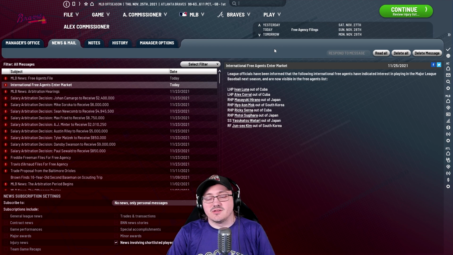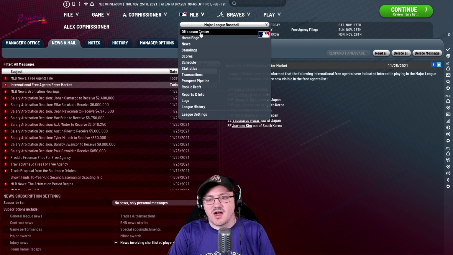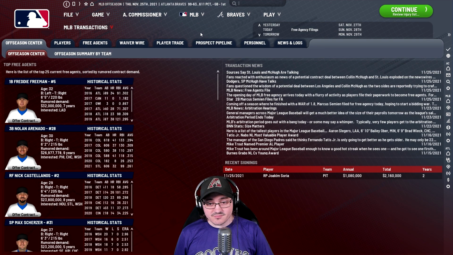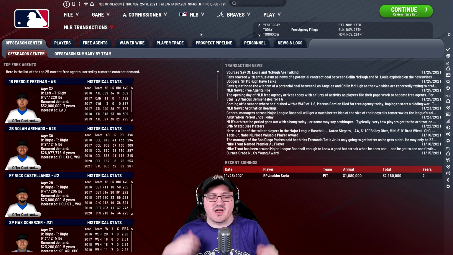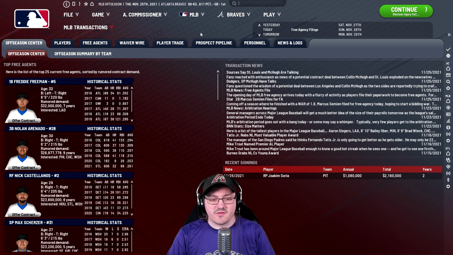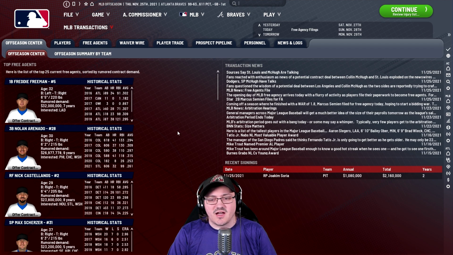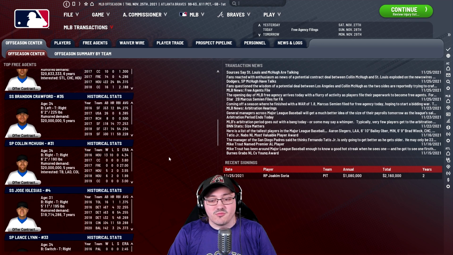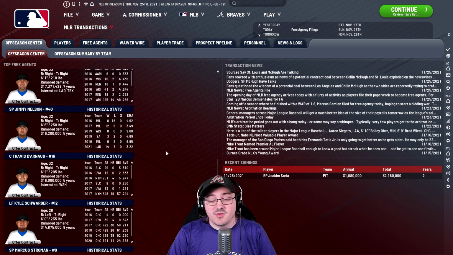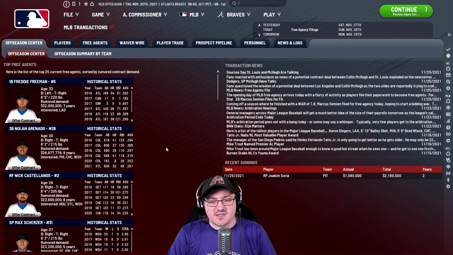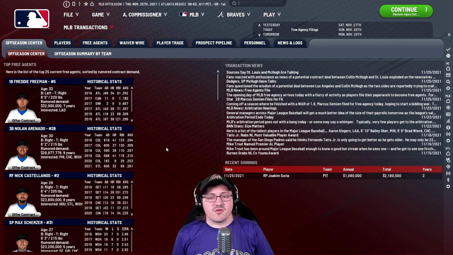But for now, ladies and gentlemen, let's go ahead and get you started with the Offseason Center area. This is where you're going to spend most of your time looking for free agents. On the left, you can see all of the really cool free agents that are available. They range from Max Scherzer to Castellanos, Arenado, and Freeman are here, of course. We could go out and sign some really big names if we wanted to, and we do have some money available to do that. However, I think for this example, we're going to try to reacquire Freddie Freeman.